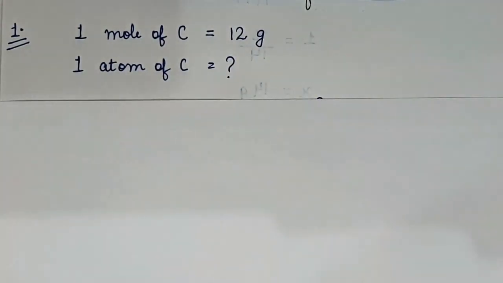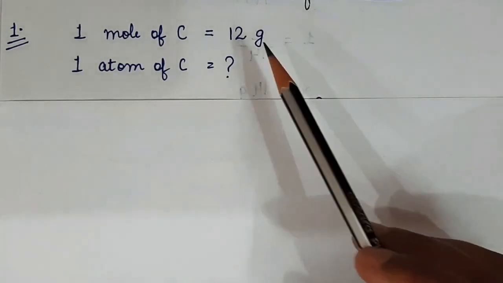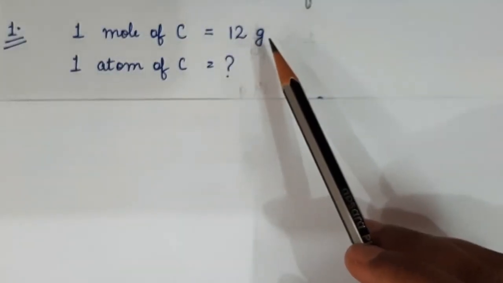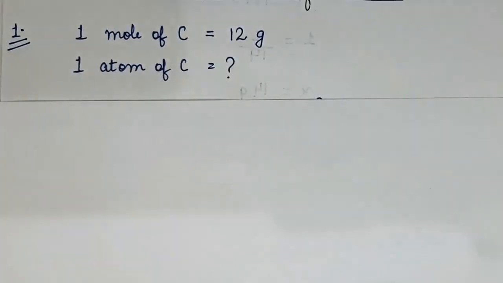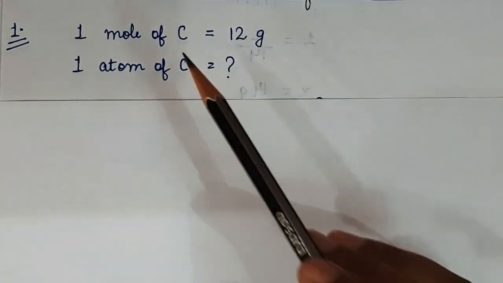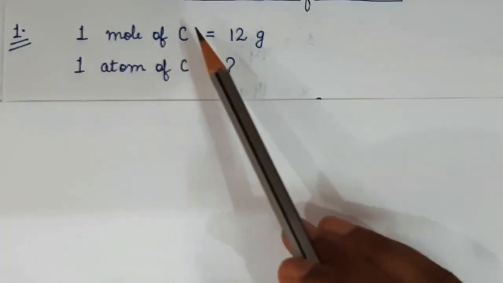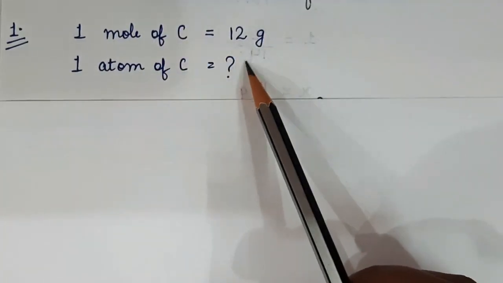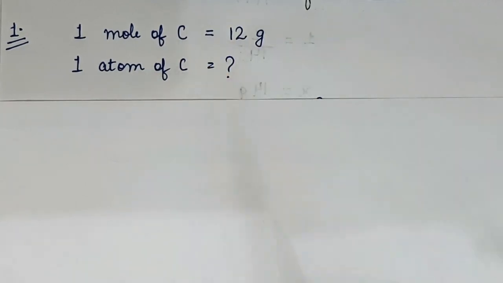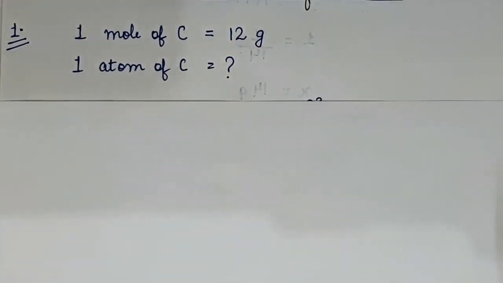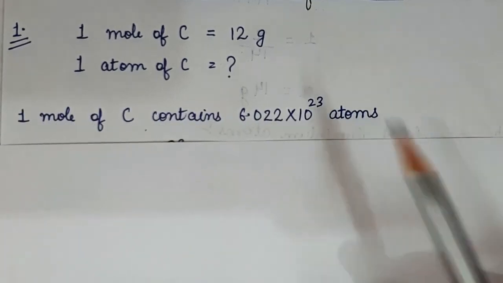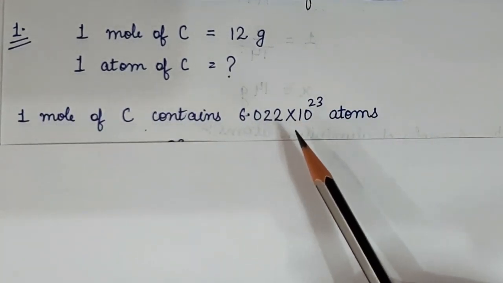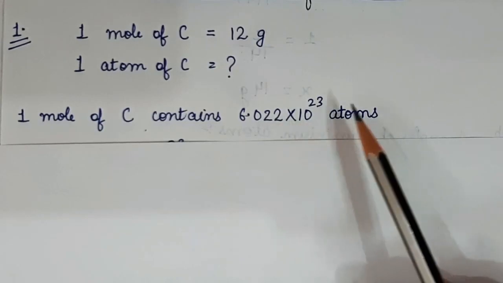Question number 1 was, if 1 mole of carbon atom weighs 12 gram, so what is the mass in grams of 1 atom of carbon? Okay, you are given the mass of 1 mole of carbon. You need to calculate the mass of 1 atom of carbon. Now students, you know that 1 mole of carbon contains 6.022 into 10 to the power 23 atoms.